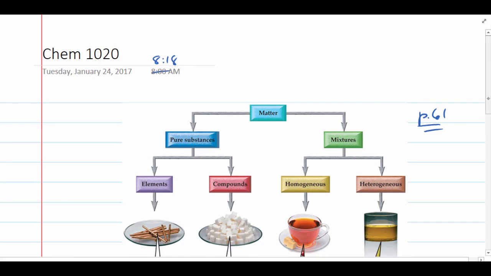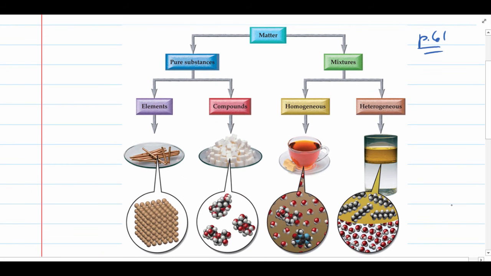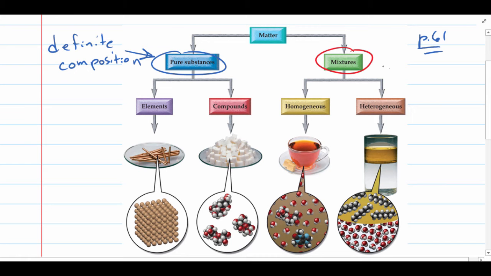This is a way that chemists classify matter. We classify matter based on how it's present, either as a pure substance or as a mixture of substances. A pure substance has a definite, or fixed, composition, while a mixture, on the other hand, has a variable composition.